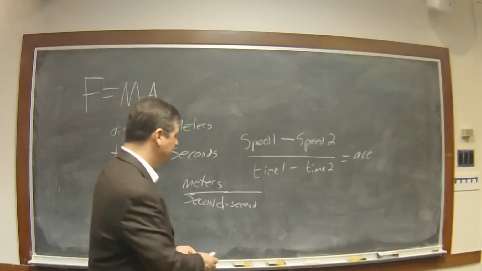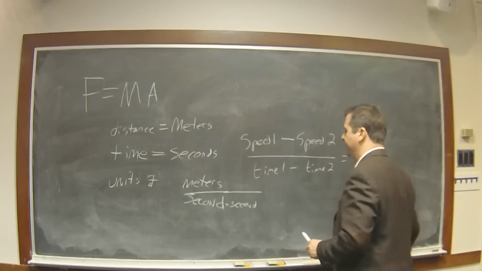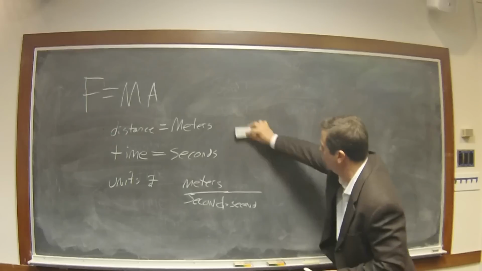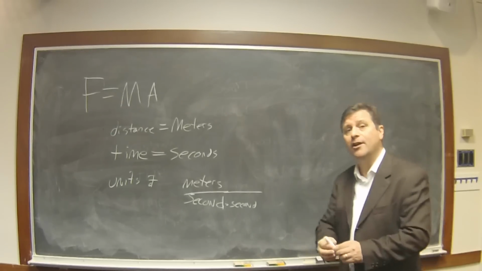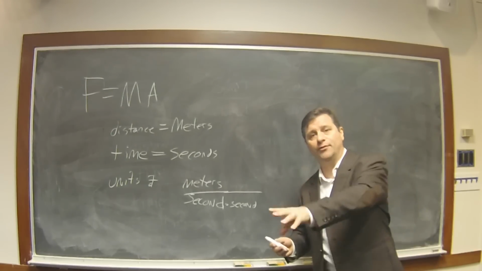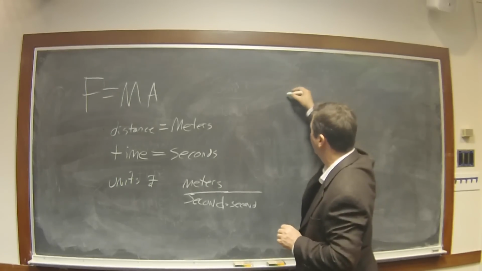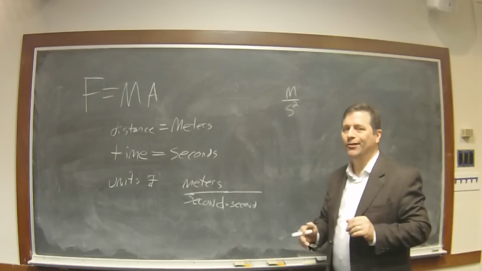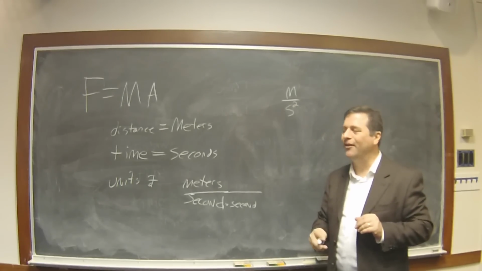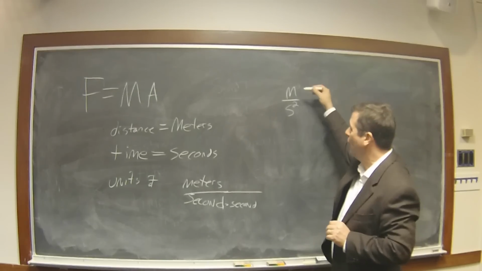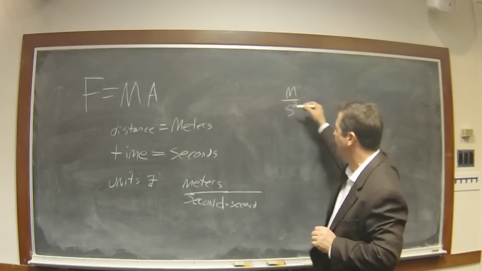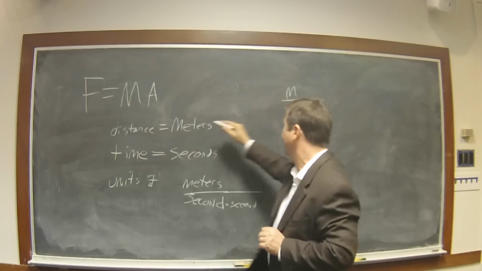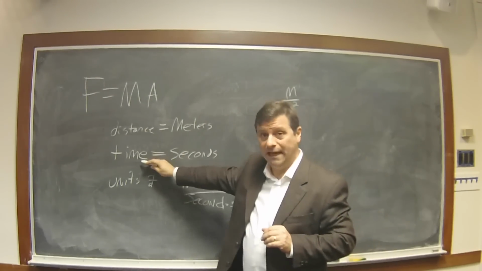So the units of acceleration, what we measure acceleration in, are distance per time squared. Or we can say meters per second squared. You notice what I did there? Here's a scary thought. The units of acceleration are in meters, which is a distance unit, and seconds, which is a time unit.